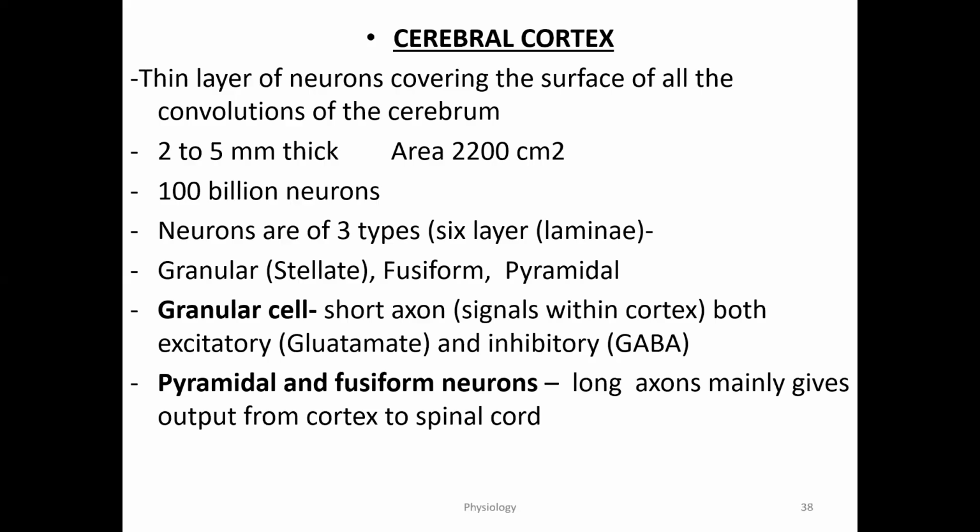They connect the different parts of the cortex. They are both excitatory, that is glutamate, and inhibitory, that is GABA. Long axon, that is the pyramidal cells and fusiform cells, they form the long axon. That means they connect the brain to the spinal cord. So the pyramidal cells and fusiform cells carry the motor information via the long axon, while the granular cells, with the help of short axon, carry information within the brain only, that is either excitatory or inhibitory. So these 3 types of neurons, granular, fusiform, and pyramidal, form 6 layers.